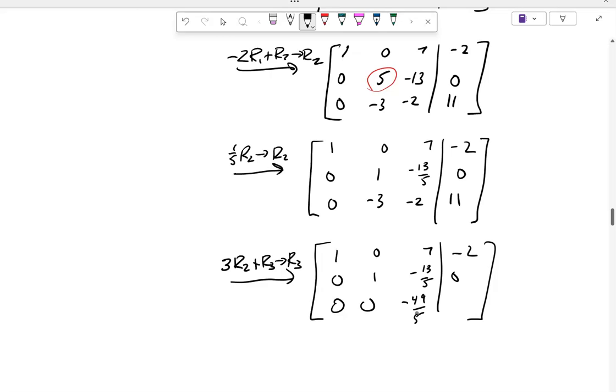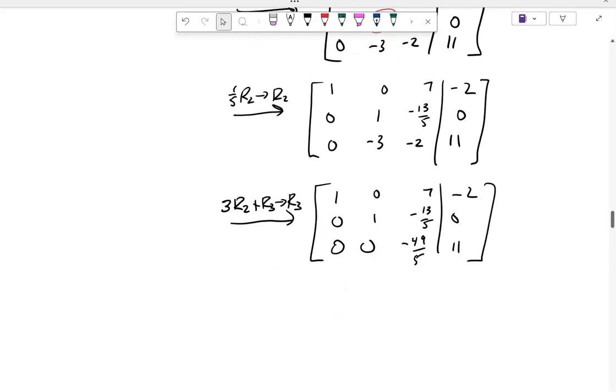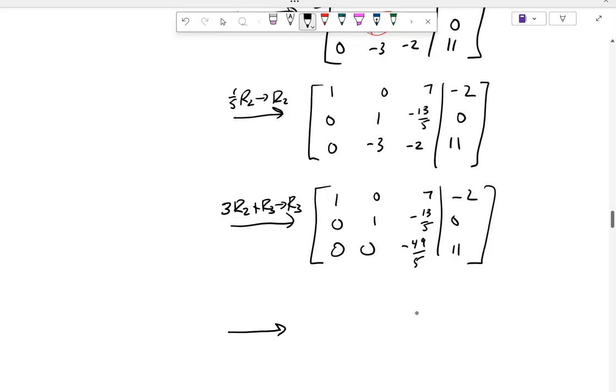But the last one's pretty easy. I don't know why I made the numbers so nasty here on this first example. What do you get for the last entry here? It says 3 times row 2 plus row 3. 3 times 0 is 0 plus 11 is 11. Yeah, didn't change that number. So far, so good with the process, even though the numbers are a little bit ugly. I got to remember to change this example next time I teach this class. It's not a good first example.